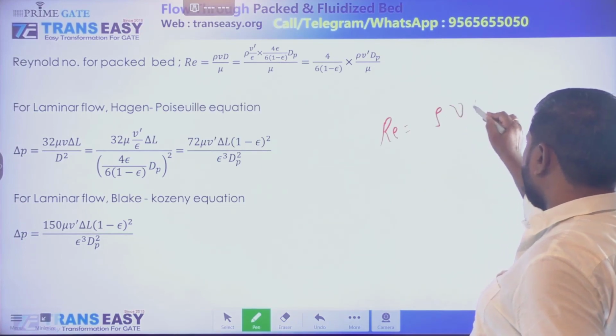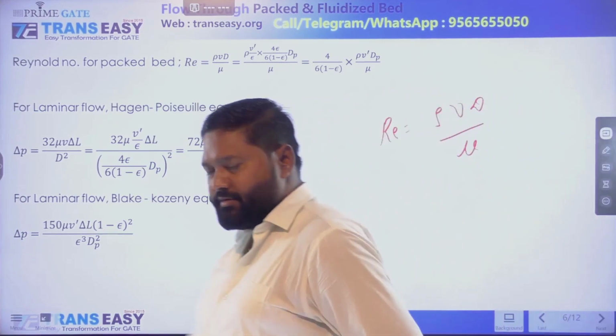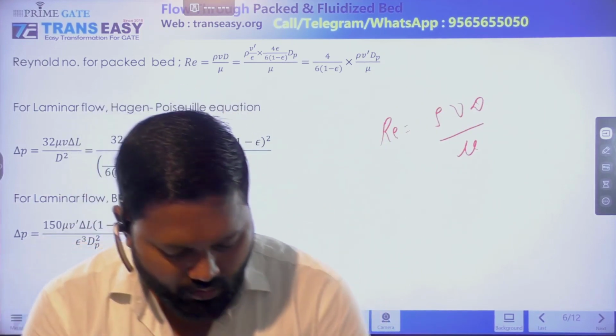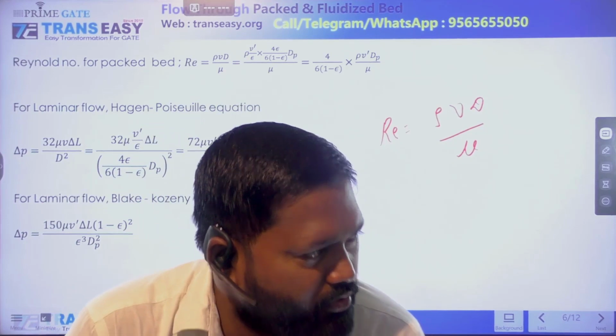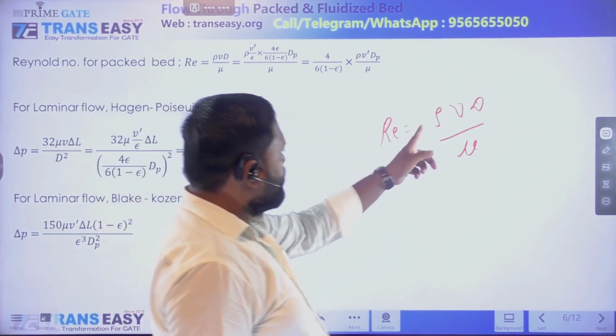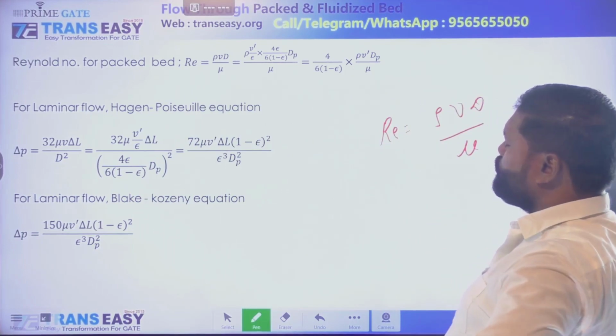We know Reynolds number. This is the most useful dimensionless number in flow. Rho V D upon mu. Rho is the density of flow through packed bed.